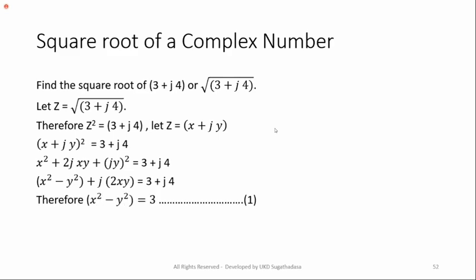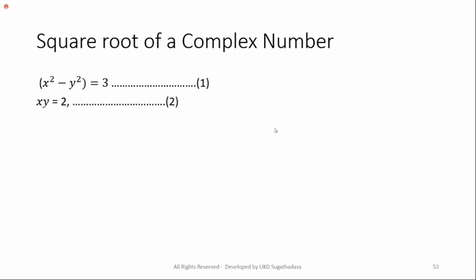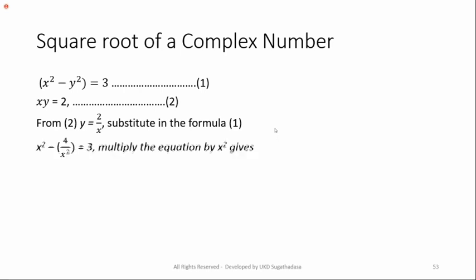Therefore the real part equals 3, and the imaginary part equals 4, that is 2xy equals 4, so xy equals 2. So we get two equations like that. How to solve these two? It is your O-level knowledge, not A-level, it's not necessary. Your O-level knowledge can manage. From equation 2, you can write y equals 2 by x. Substitute the y value in equation 1.